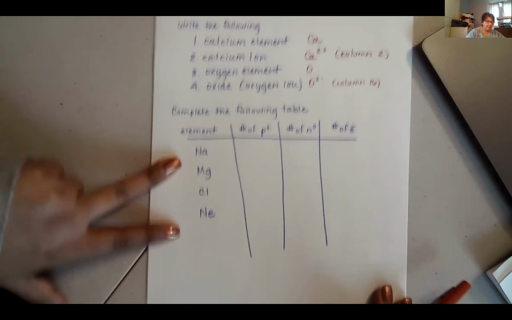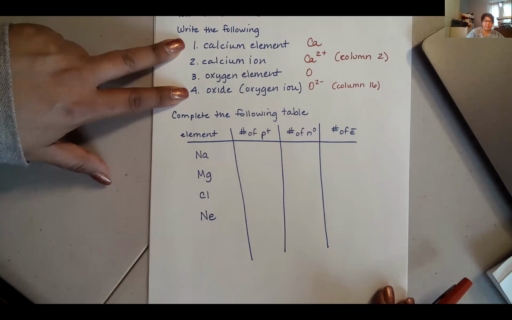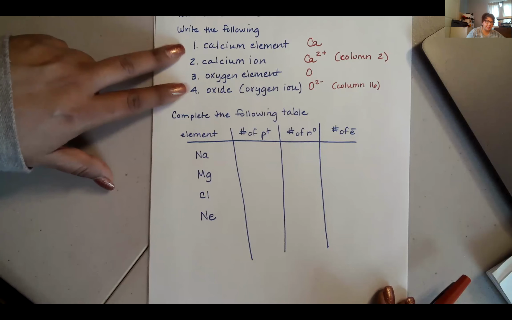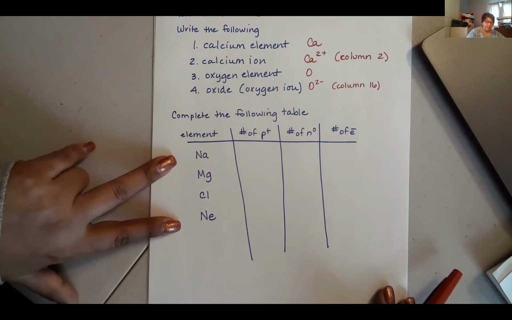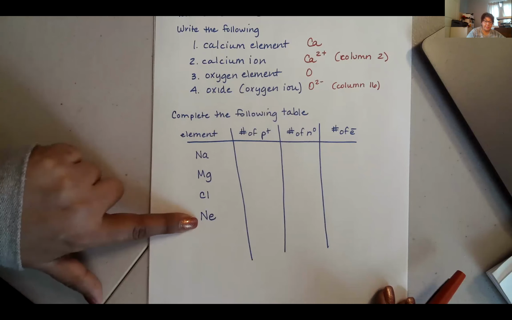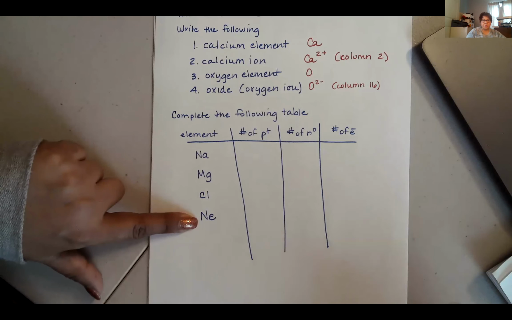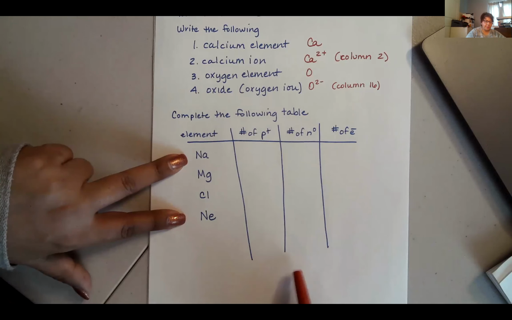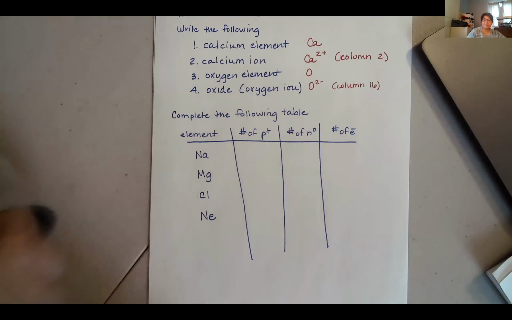By the way, this is a sample question that you might see on the quiz. You know, writing out which one is calcium element, which is calcium ion, which is oxygen element, which is oxygen ion. So you might simply see something like this on the chapter 2 quiz. All right, complete the following table. So I've given here the symbols of the elements. So none of these are ions. These are just neutral atoms, okay, neutral elements. See if you can determine for me using your table the number of protons, neutrons, and electrons.